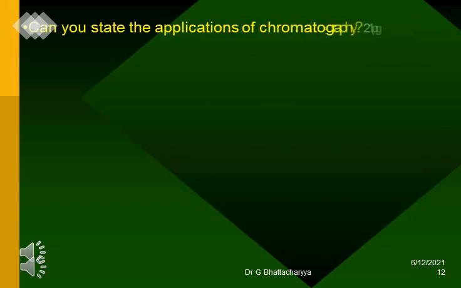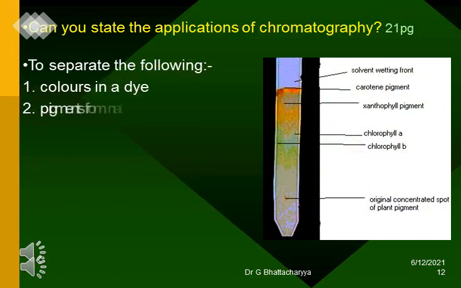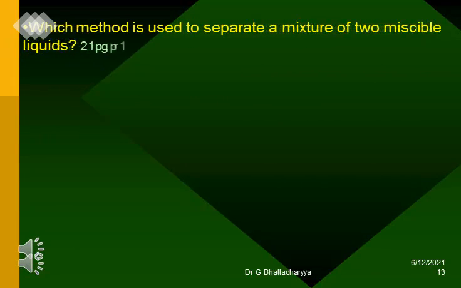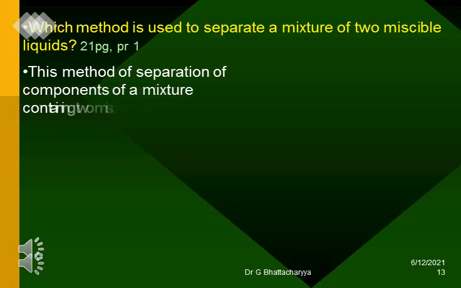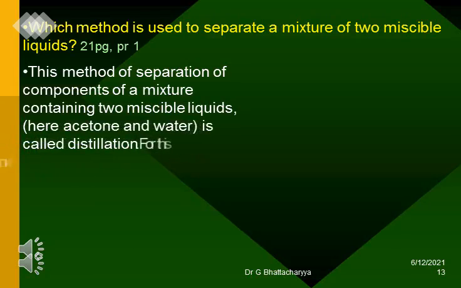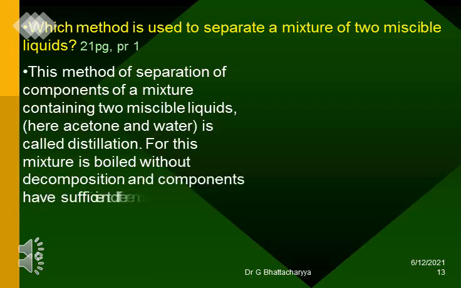Can you state the applications of chromatography? To separate the following: 1. Colors in a dye. 2. Pigments from natural colors. 3. Drugs from blood. Which method is used to separate a mixture of two miscible liquids? This method of separation of components of a mixture containing two miscible liquids, here acetone and water, is called distillation. For this, the mixture is boiled without decomposition and components have sufficient difference in their boiling points.